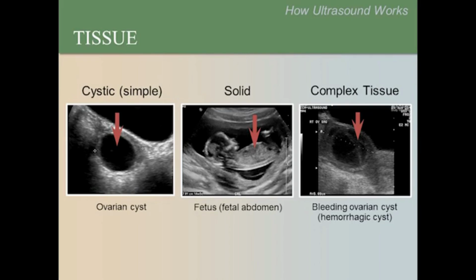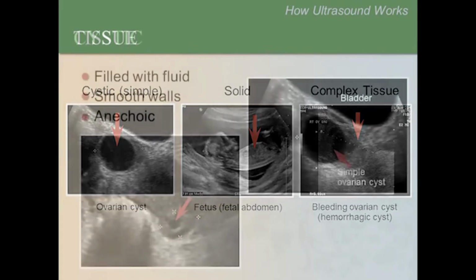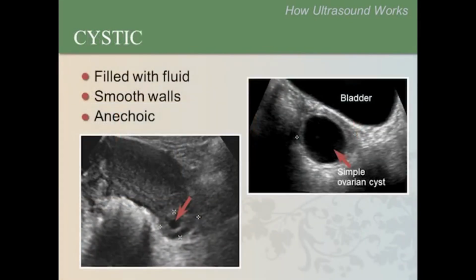We will now look at each type of tissue more closely. A cystic structure is filled with fluid, and its walls are generally smooth. Because a cyst is fluid, it will be anechoic. These are both images of ovarian cysts.